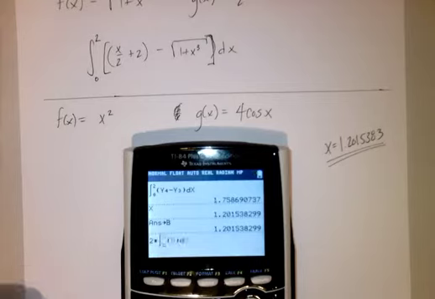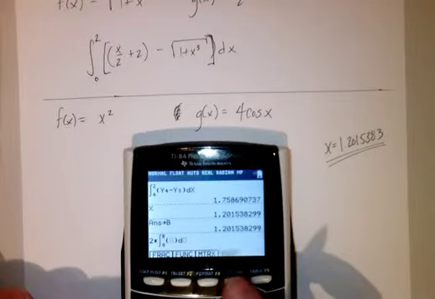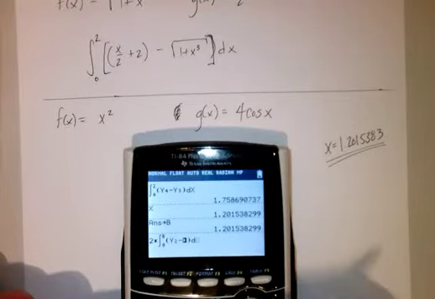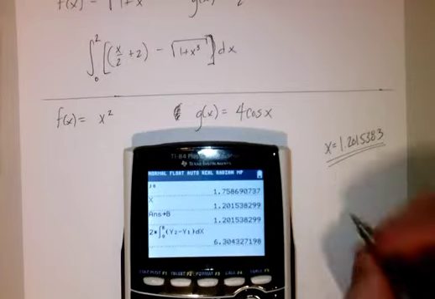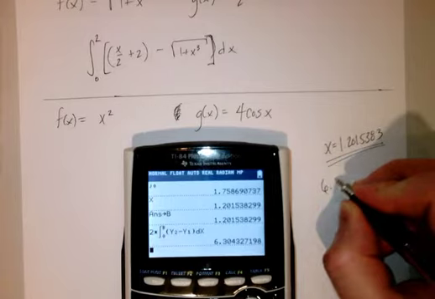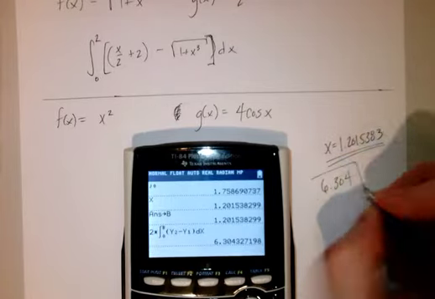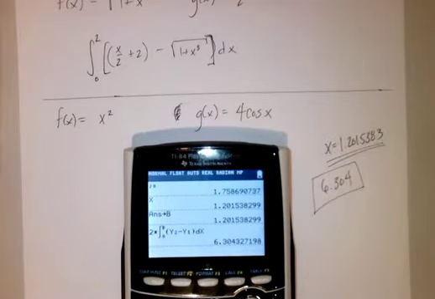Let's go ahead and go from 0 to b. And I know that my cosine is going to be on top. So cosine minus x squared dx. And that should give me the area between those 2 functions. And the area is 6.304. Rounded and truncated would be the same for that particular problem. I box it in and I move on.